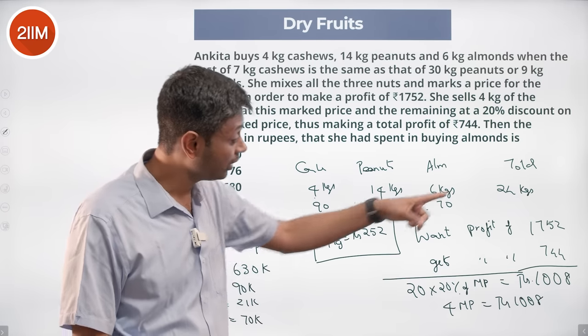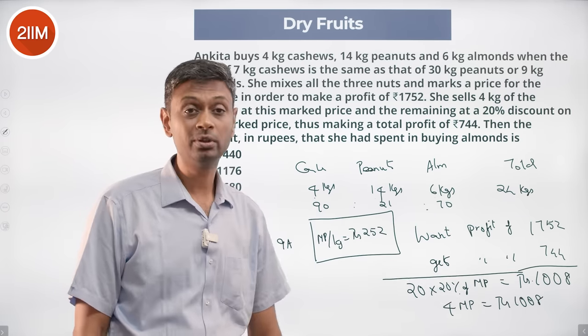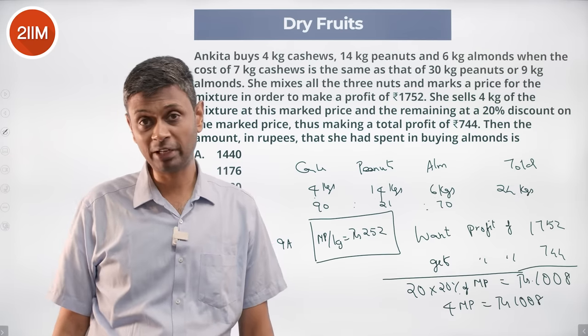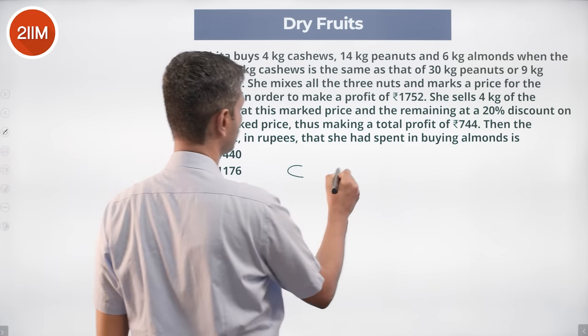And then we'll have to do 20 into 24 kilograms. Think about profit. Profit going to 1752. And then come back to this. A proper pain in the neck. Right, but let's attack it. So I'm going to rewrite this question. Cashews, 4 kilograms.